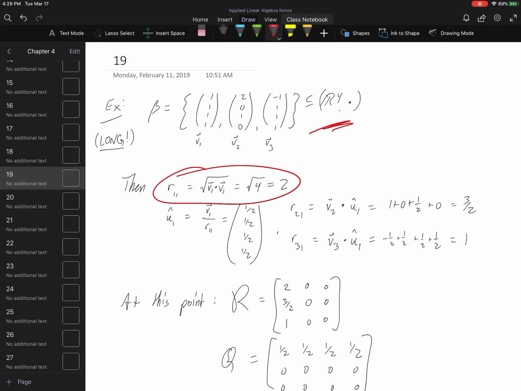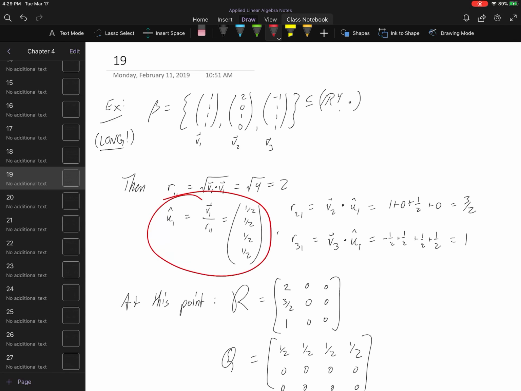V1 is this 1, 1, 1, 1 vector, which has a length of 2 in the standard Euclidean inner product, which means that V1 has to be scaled by 2 in order to produce a U1 hat that looks like this. Nothing too strange here, but we have now picked up R11 in our matrix, and we have picked up U1 in this case. So U1 hat, done.